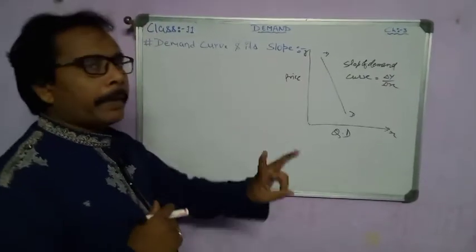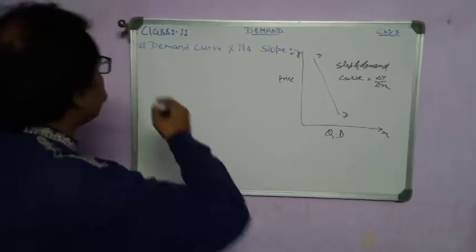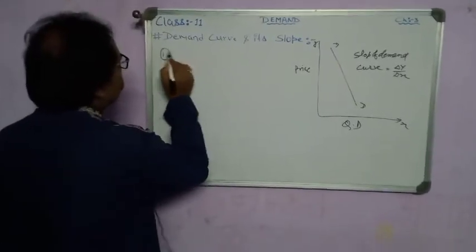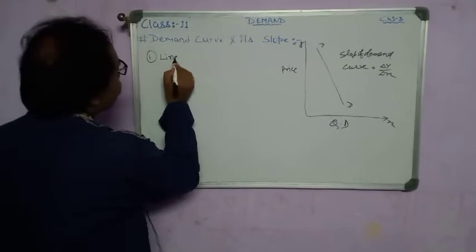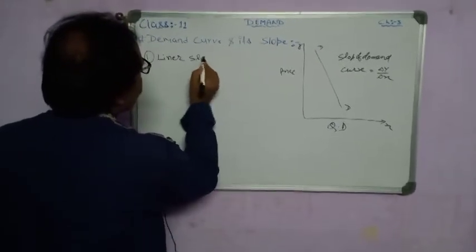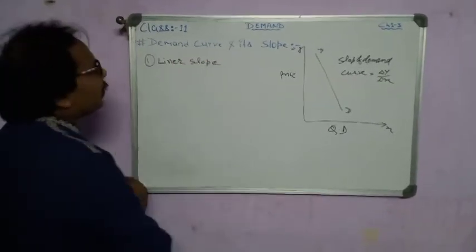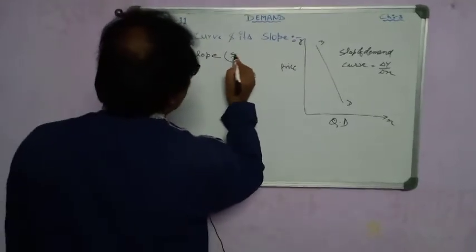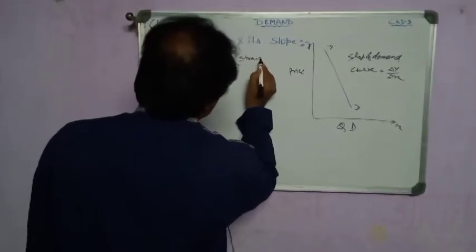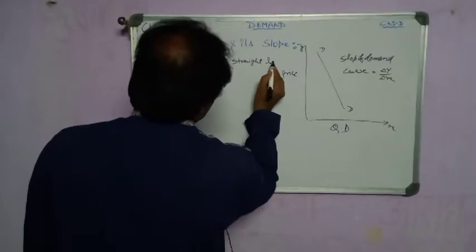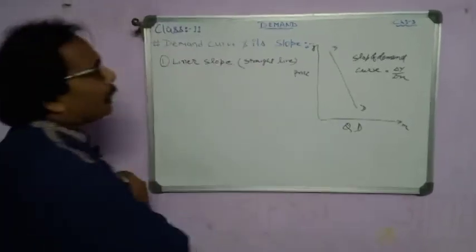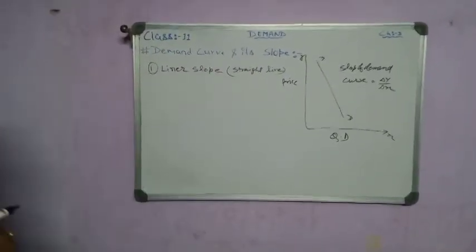So the slope may be of two types. One is known as linear slope. Linear means a straight line. So when will it become a linear slope?